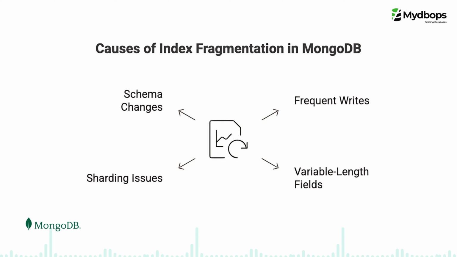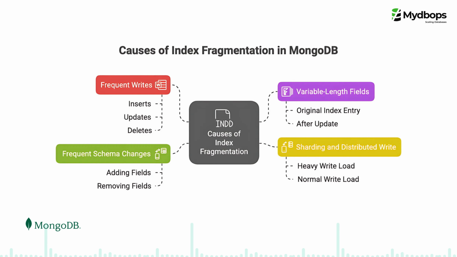Another sneaky culprit is variable length fields. Imagine a shelf where you're storing boxes of different sizes. If you keep adding and removing larger boxes, you have to rearrange everything, creating gaps. Similar to what happens with variable length fields in your index. As those fields grow, they can cause shifts and gaps in the index structure. I'm starting to see how this fragmentation monster grows. Anything else we should be aware of? Absolutely. Sharding and distributed writes can make things even worse, especially if the data isn't evenly distributed across shards. It's like having multiple messy rooms instead of just one. And then, of course, there are schema changes. Every time you add or remove a field, you're potentially disrupting that carefully organized index.